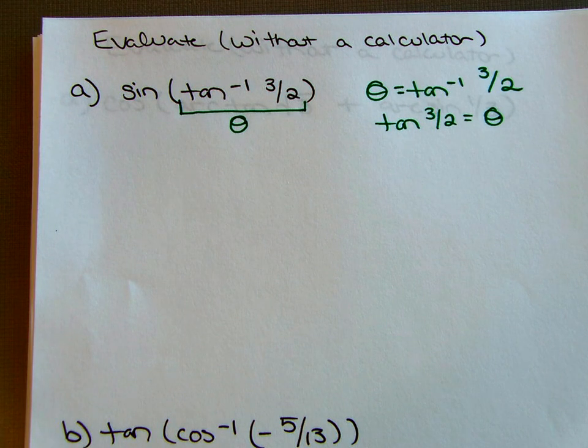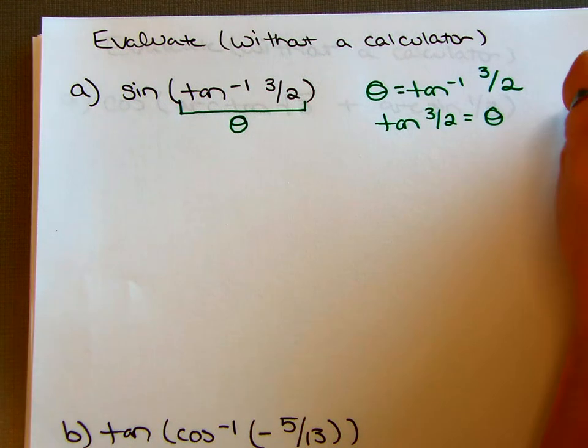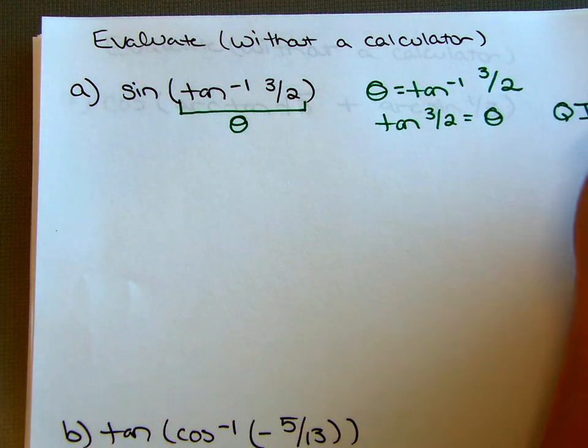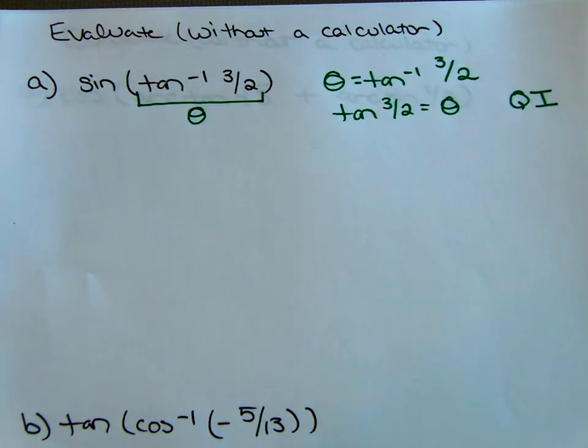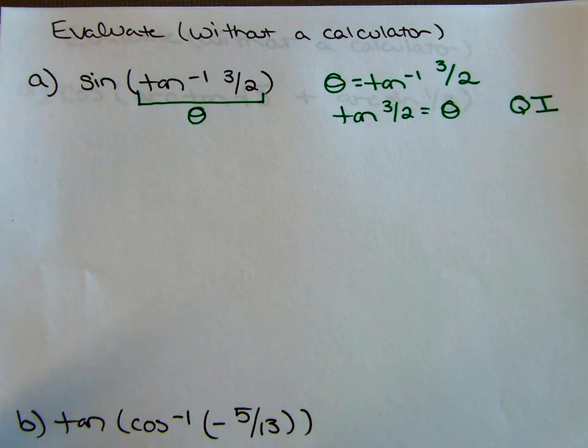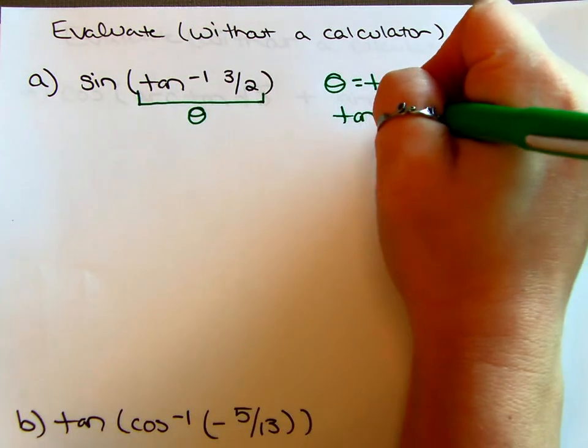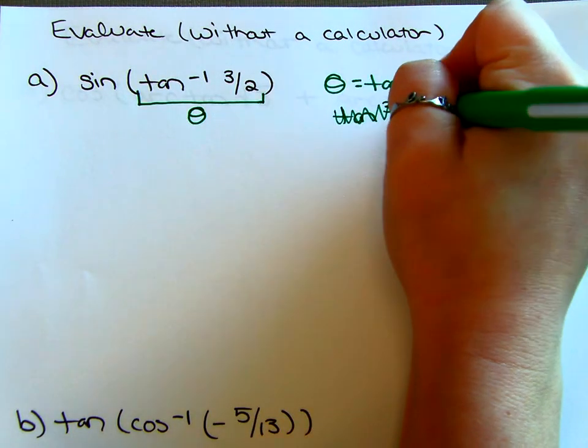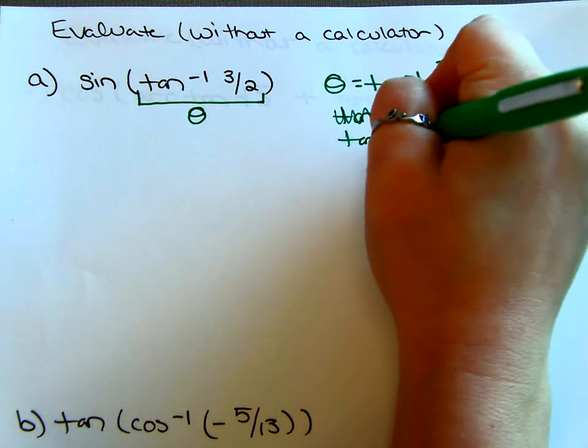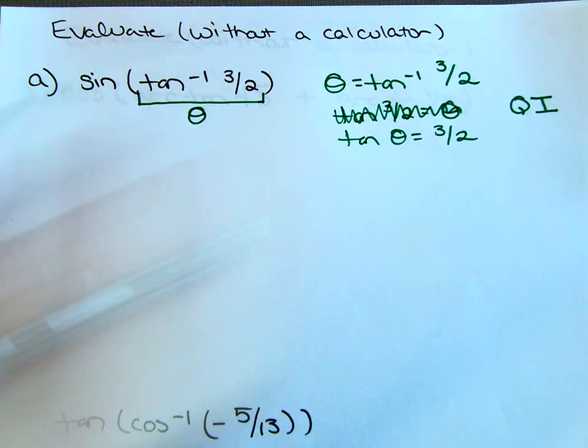Tangent, remember, fell into quadrants 1 and 4, so just as a note, we know we're going to be lying in quadrant 1 because we are positive. Tangent of 3/2. Yes. Thank you. Tangent of theta equals 3/2. Thanks for keeping me honest.